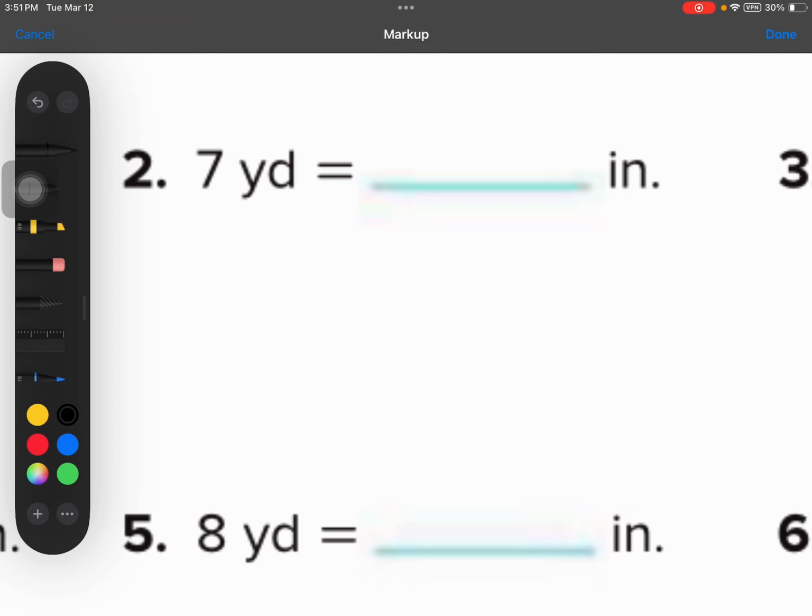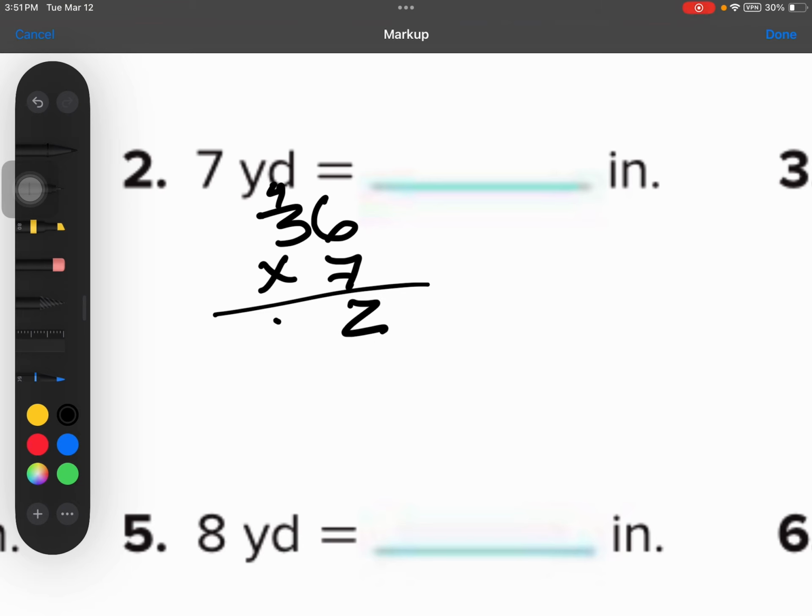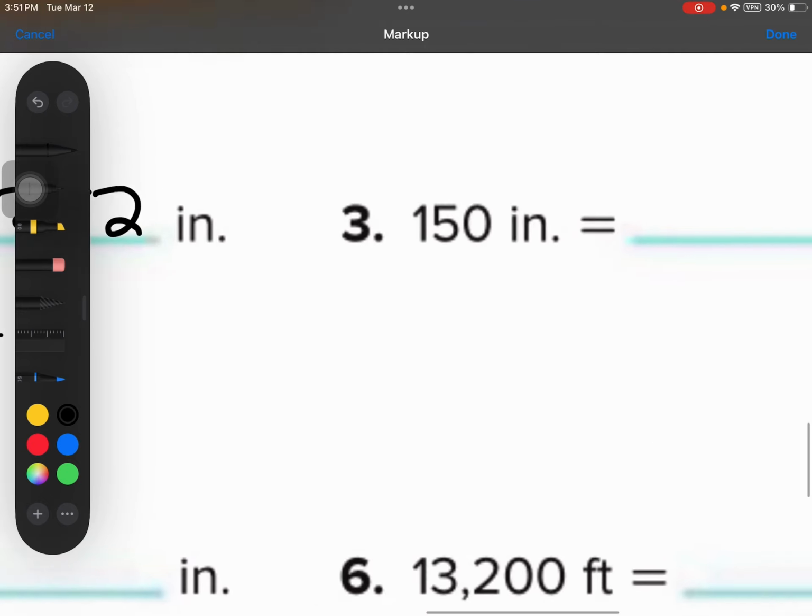Number 2, we are converting yards to inches. Horse to fly, we multiply. So every yard has 36 inches times 7 of them. 7 times 6 is 42. 7 times 3 is 21, 22, 23, 24, 25. So our answer is going to be 252 inches.